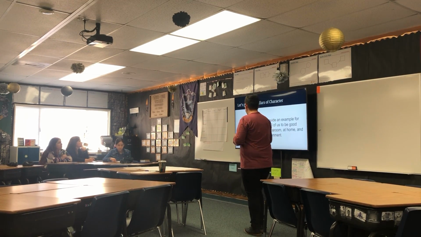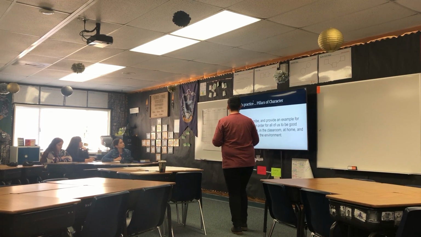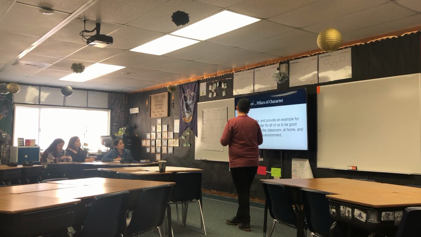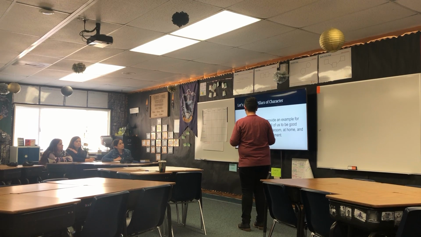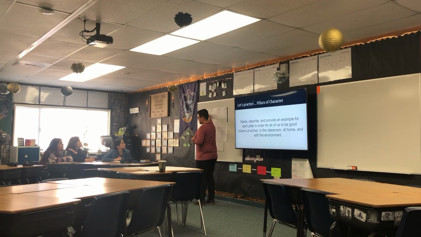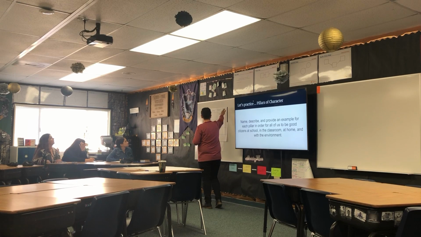And so then now what we're gonna do is we're gonna do a little practice. So this will be the prompt. Name, describe, and provide an example for each pillar in order for all of us to be good citizens at school, in the classroom, at home, and with the environment. So what we would do is, what does it look like to be responsible at school? So we're gonna fill it out, and then we're going to write it down. And then we're gonna do the same thing for the classroom, and then at home, and then the environment. And then we're gonna move on to the next one. What does it mean to be caring at school, in the classroom, home, or the environment? The same thing for respect or citizenship.